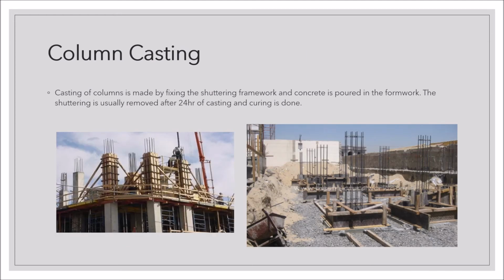Column casting. Casting of the column is made by fixing the shuttering framework, and concrete is poured in the formworks. The shuttering is usually removed after 24 hours of casting, and curing is done.